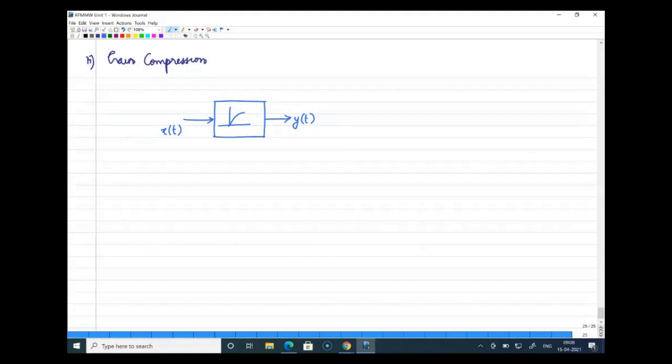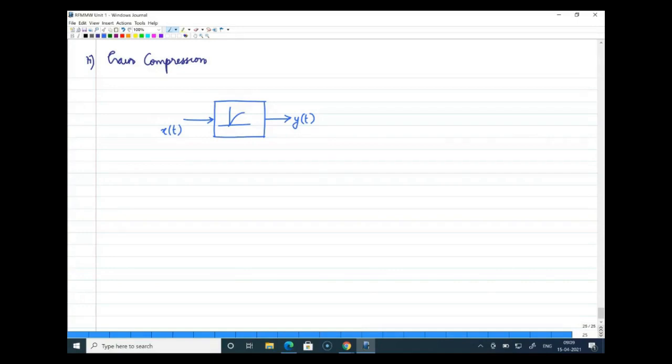I hope I'm audible. If there is any issue with the audio or the screen visibility, please do let me know through a message in the chat box. I hope I'm audible. Can you respond in the chat box? Okay, thank you.